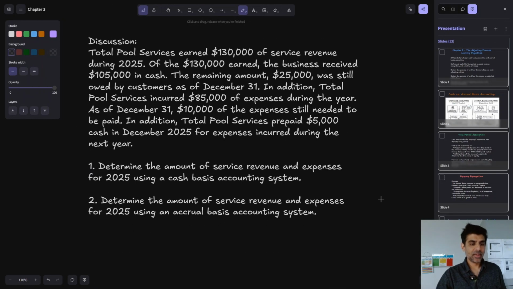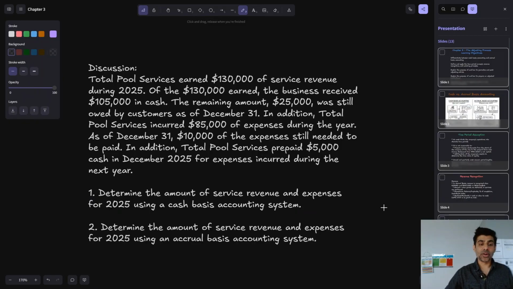Okay, so let's do a little test here. This is a situation where your company is having certain things happen to it. You can see that it's earned revenue. Some of that revenue you haven't received yet. You've just done the work, but you haven't received the cash. And the same thing with expenses. You've incurred certain expenses, but you haven't paid for some of it, right? Some of it is just that you have the invoice and you haven't yet paid for it.